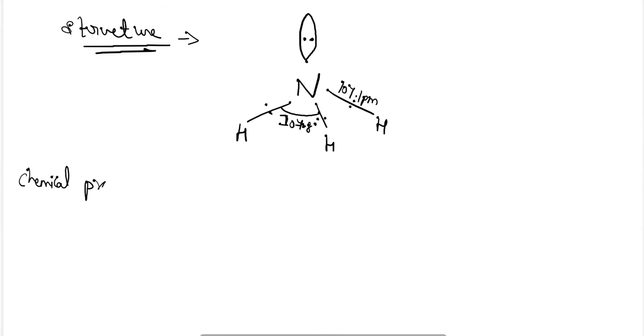What are some of the chemical properties of ammonia? First, it has basic nature. It is alkaline. Ammonia gas is highly soluble in water, and in aqueous state it turns red litmus to blue. It means that it is showing weak basic character, as it is releasing OH minus ions in the aqueous solution.